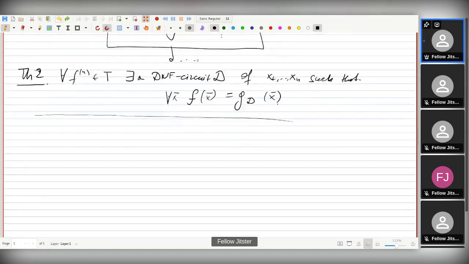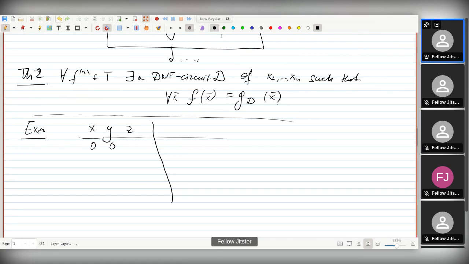First of all, I give you an example. In fact, this example teaches us how one can construct such a DNF. So assume we are given a function which is expressed via a truth table, a table of all its values. If we have three variables, there will be 8 possible argument values.